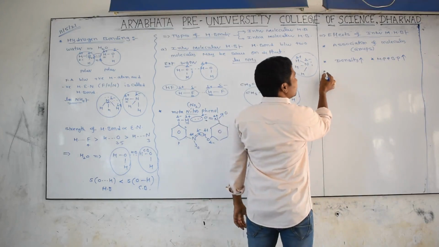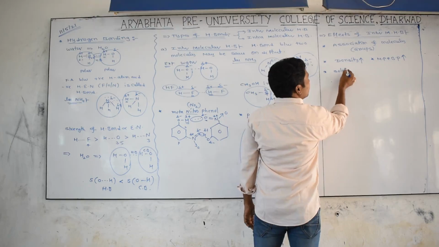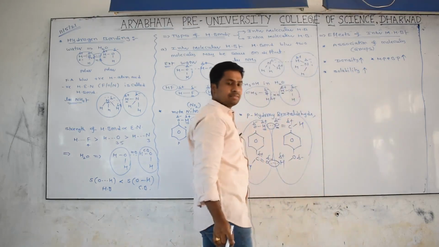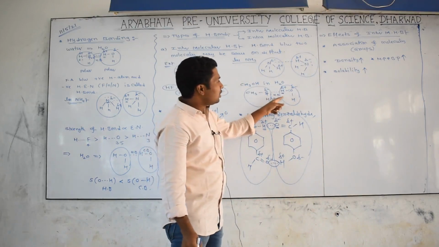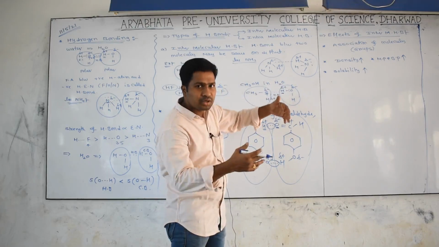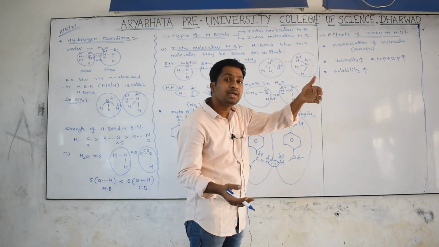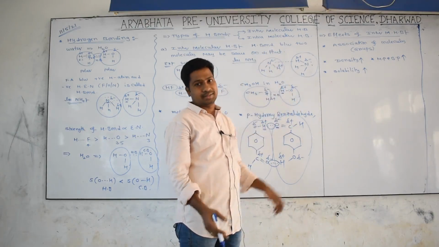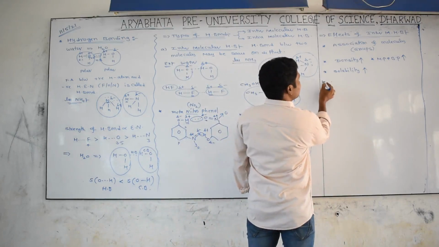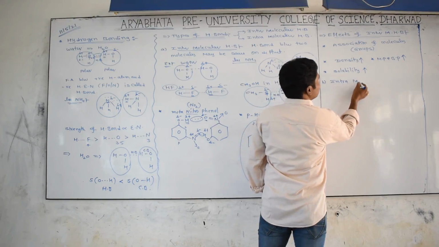And I want to tell you one more thing: because of intermolecular hydrogen bonding, solubility is also increasing. If you take alcohol and water, and there is no intermolecular hydrogen bonding, would they mix together? No. Because of intermolecular hydrogen bonding, the solubility of a liquid in another keeps increasing. Did you get my point? Yes. Now we have to discuss the second type, which is intramolecular hydrogen bonding.